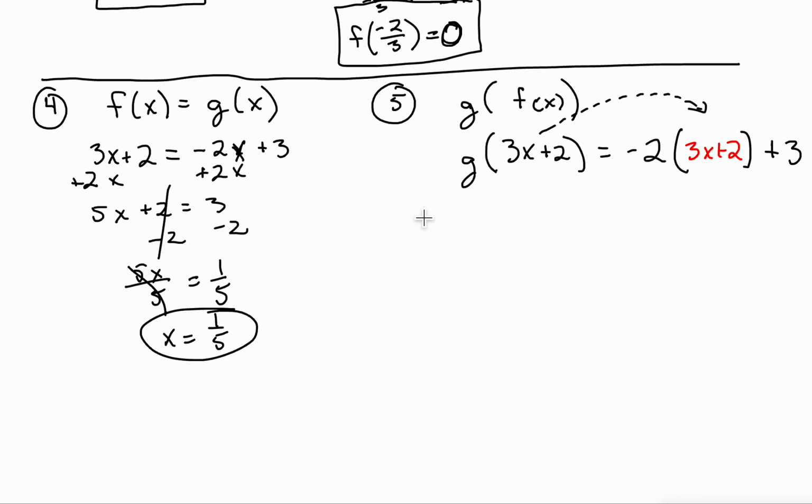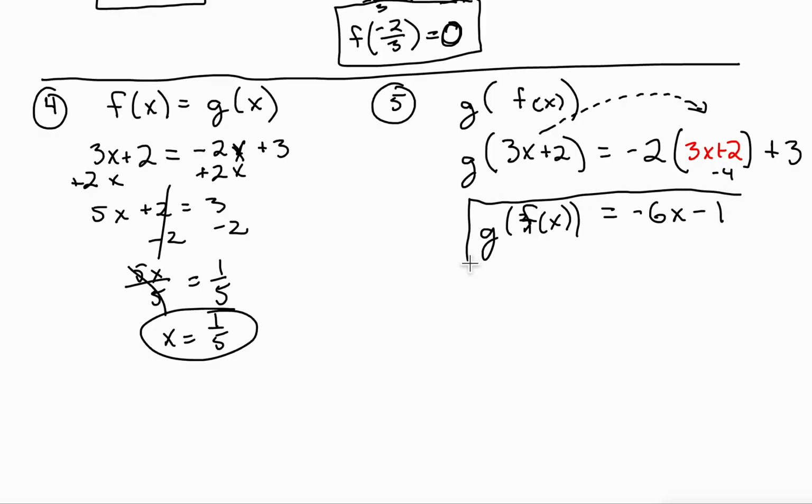So now g of f of x equals, what is it, -6x. That would be a -4 plus 3 would be a -1. So I went back to the original format, and when we substituted one equation in for the other, all we got was a simpler version of that.